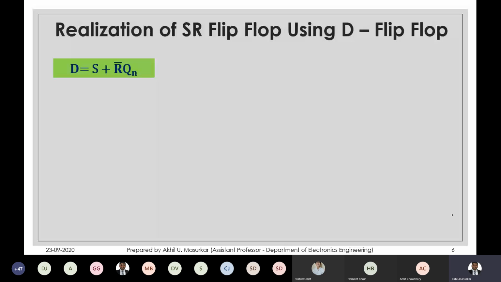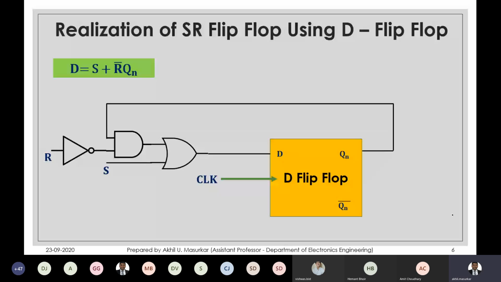So I am implementing SR flip flop using D. So I have a D flip flop which is having a clock and everything. But D is what? S plus R bar Qn. So here I'll get R bar. Here I'm getting S. From here what is coming is Qn. So here I will get R bar Qn, and this is an OR gate. So what will I get here? S plus R bar. So D is equal to S plus R bar Q.